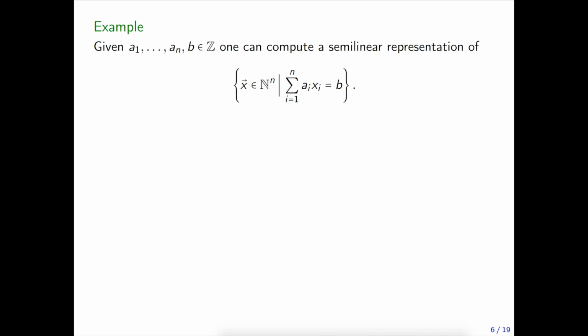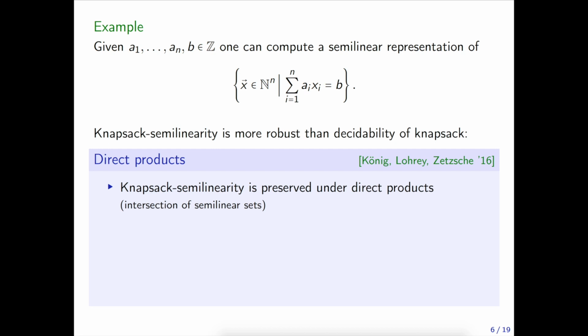The reason that we study knapsack semilinear groups is that they have better properties than groups with decidable knapsack problem. For example, let's look at the direct product of groups. If we are given a knapsack equation over the direct product of two groups G and H, then the solution set is the intersection of two solution sets over G and over H. And so if we know that these two sets are semilinear, then their intersection must also be semilinear by the properties of semilinear sets. Hence, knapsack semilinearity is preserved under direct products.